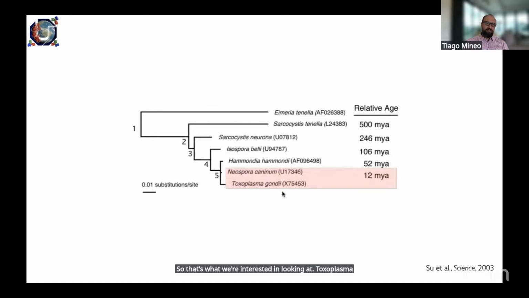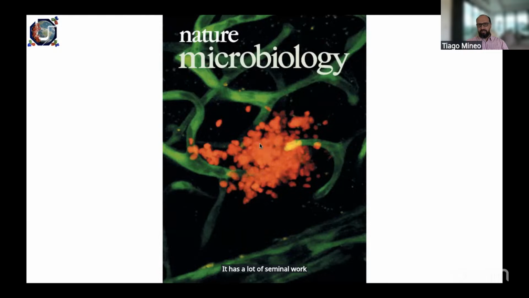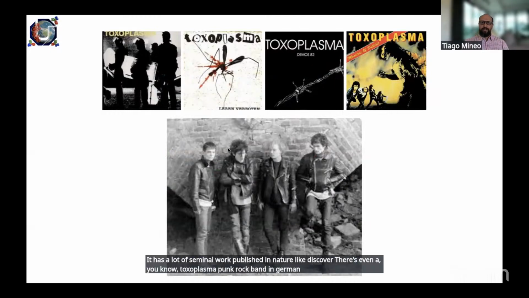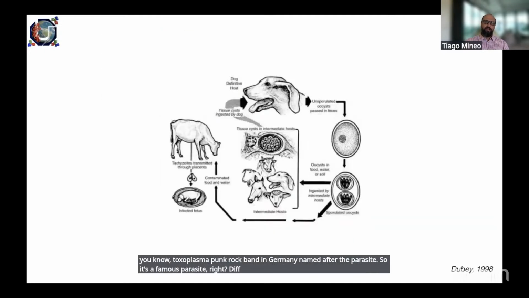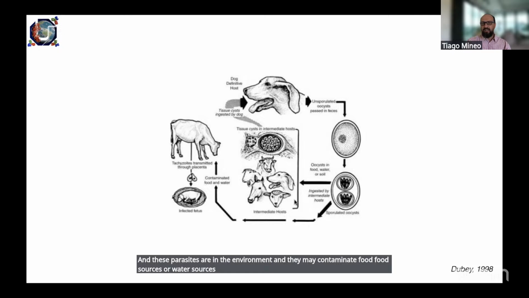Toxoplasma is a parasite that most of you know. It has a lot of seminal work published in Nature. There's even a Toxoplasma punk rock band in Germany named after the parasite. So it's a famous parasite, differently from Neospora. Neospora was discovered in the late 1980s, and it has the dog as its definitive host. It sheds the parasites in the feces, and these parasites are in the environment, and they may contaminate food sources or water sources for the intermediate hosts, especially other dogs or ruminants or other types of animals. You don't see humans here because, as far as we know, this parasite does not successfully infect humans. And that's the main difference from Toxo, and that's why we are also interested in it.